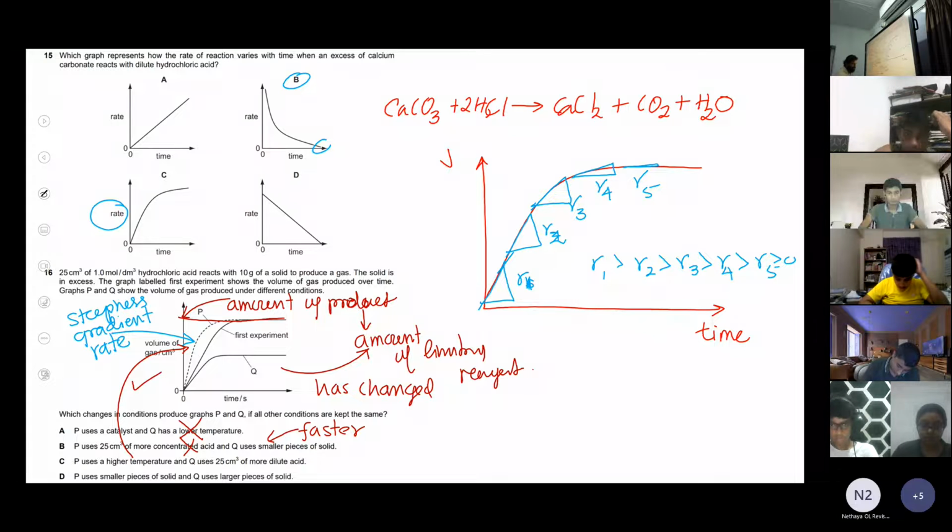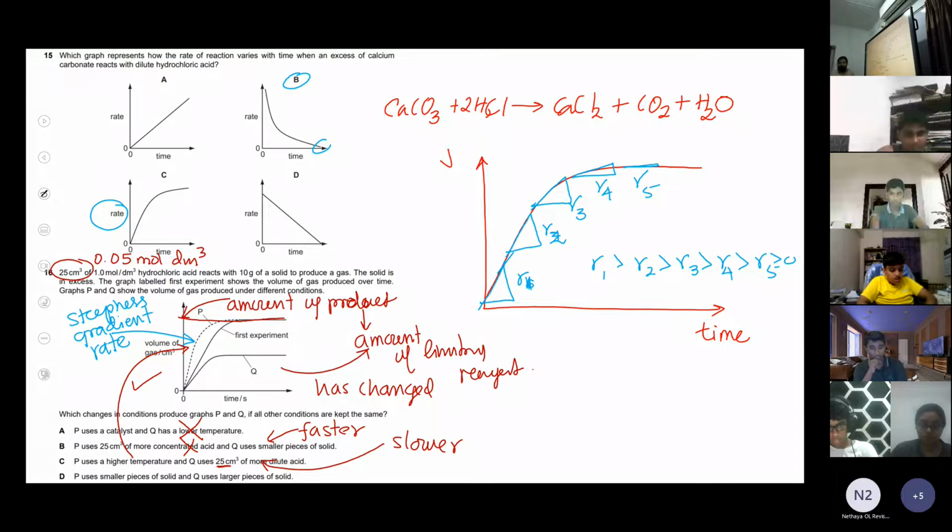Q uses 25 cm cube of more dilute. More dilute, look at this. More dilute means slower. Fine. Q is slower. And in the experiment, they use 25 cm cube of hydrochloric acid. Same volume. But children, when the concentration is lower, more dilute means something like 0.05. Now you have fewer moles of limiting reagent. More dilute means with the same volume, more dilute.